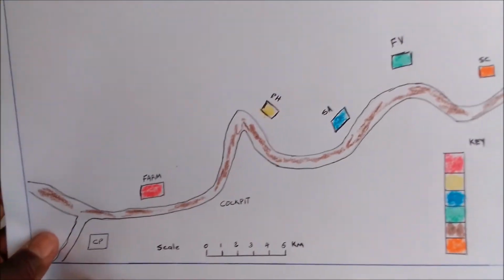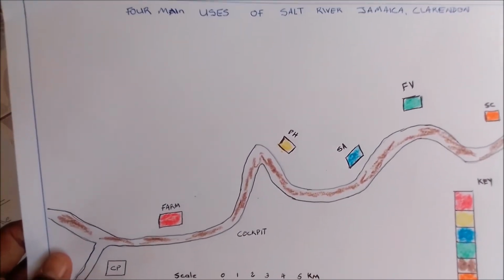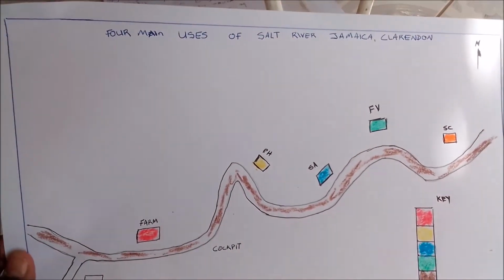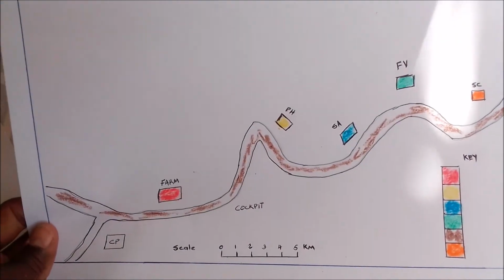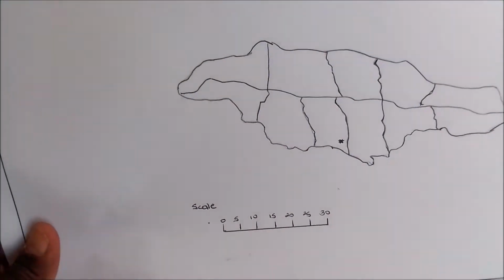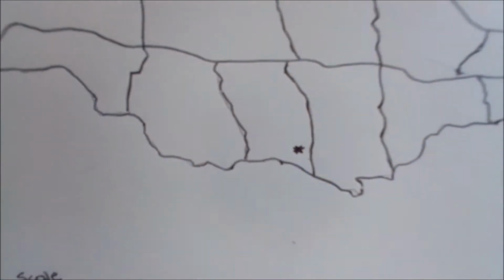Okay, so this is a sketch map. This is what I'm going to be doing on the field. This is the area in which I'm going to be looking at. Well, I have looked at 4 different uses of the river, Salt River, in Clarendon, Jamaica, right? This is the map of Jamaica, right? I have my map. I have the point of interest there.